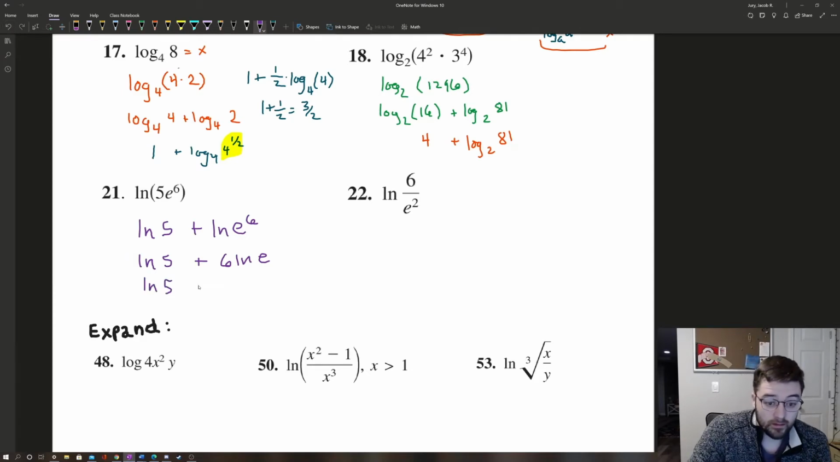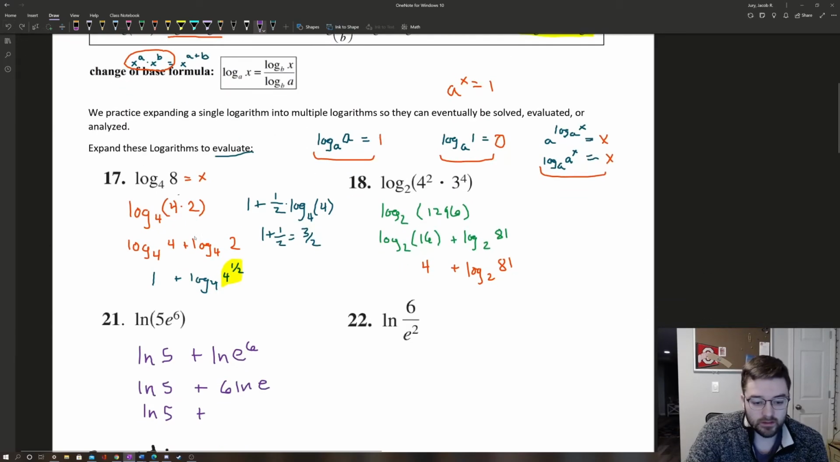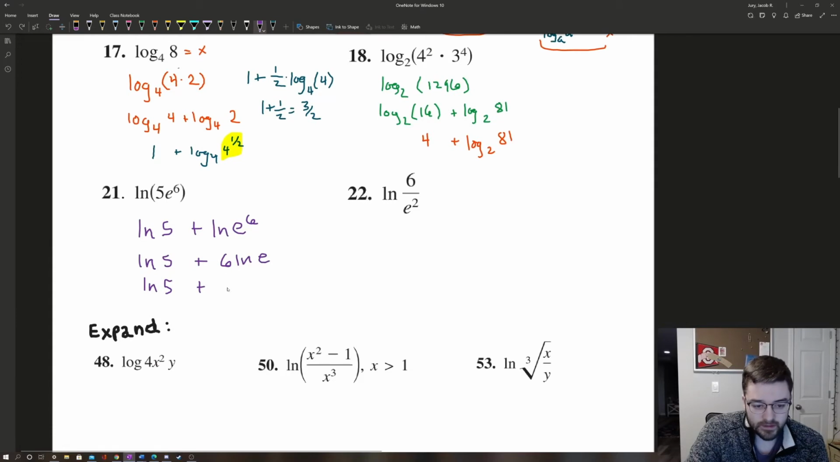And then this natural log of e, well, natural log and e undo each other. And remember, this is log base e with e as the argument. So this is essentially 1 because of this first property here that I mentioned. So this is 1 times 6, so it's just 6. Yay, so we got that simplified.